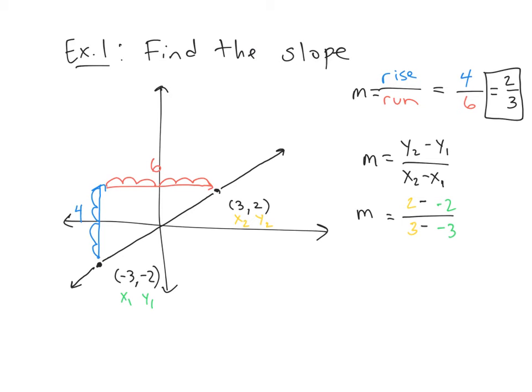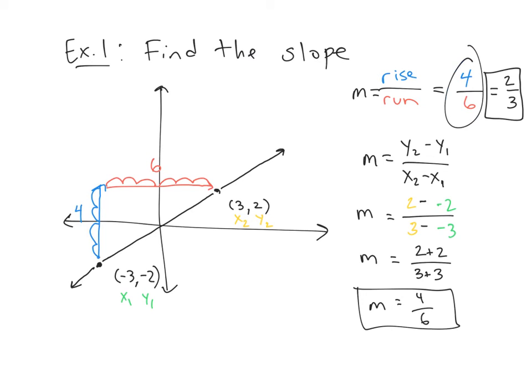Now what I should know is that anytime I have minus and negative like that, that's the same as adding a positive, right? So 2 minus -2 is the same as 2 plus 2. 3 minus a -3 is the same as 3 plus 3, right? Because a double negative makes a positive or addition. 2 plus 2 is 4. 3 plus 3 is 6. So my slope would be 4 over 6. That should match the 4 over 6 that you got up here.